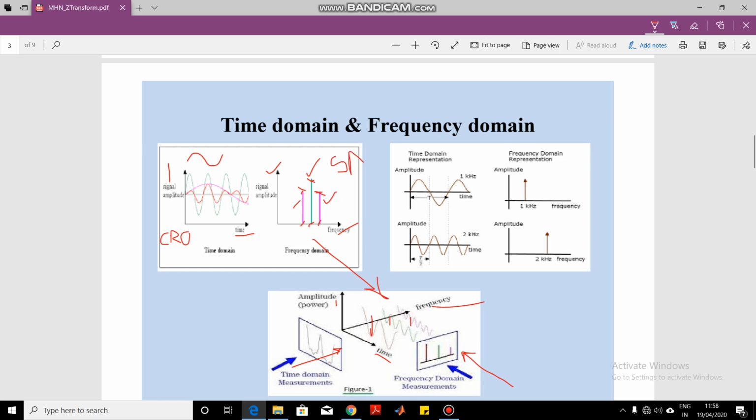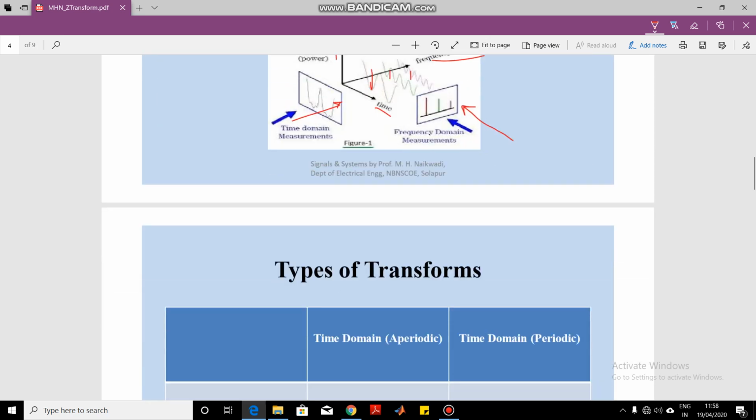Okay, so the spectrum analyzer is an equipment which you will find in laboratories, which allows us to view the signals in the frequency domain. Just like a CRO allows us to view the signals in the time domain, a spectrum analyzer allows us to view the signal in the frequency domain.